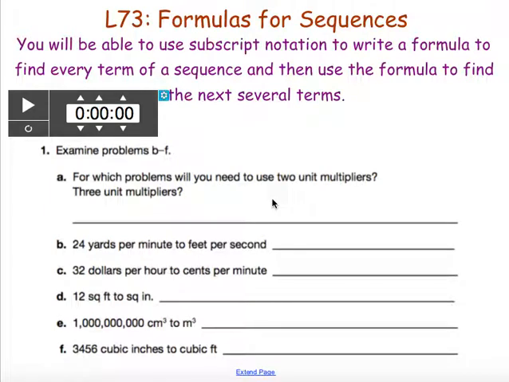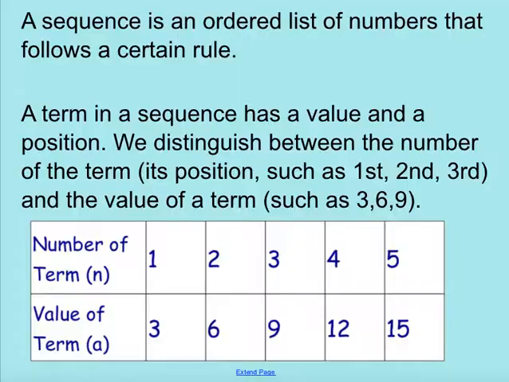Course 3, Lesson 73, we are looking at formulas for sequences, and we are going to be using subscript notation in order to write formulas for these and find different terms in the sequences. So, first of all, remember that a sequence is just a list of numbers that follows a certain rule. And we have different types of sequences.